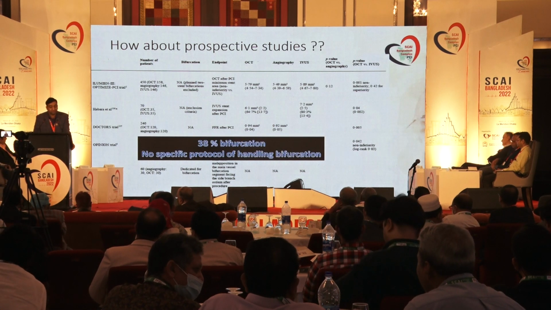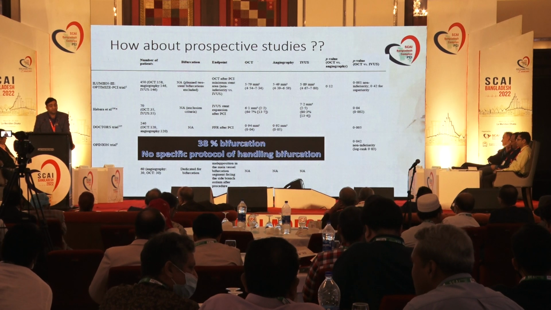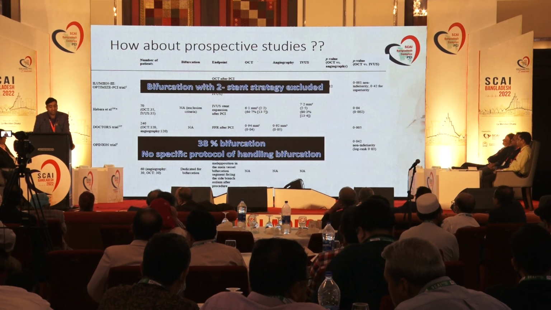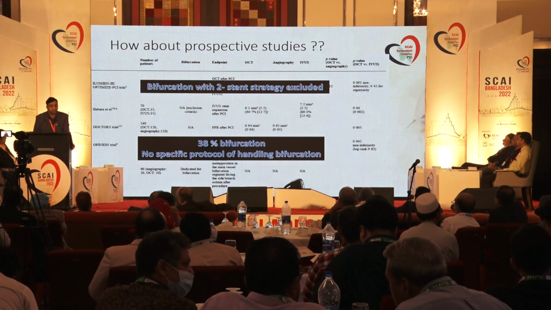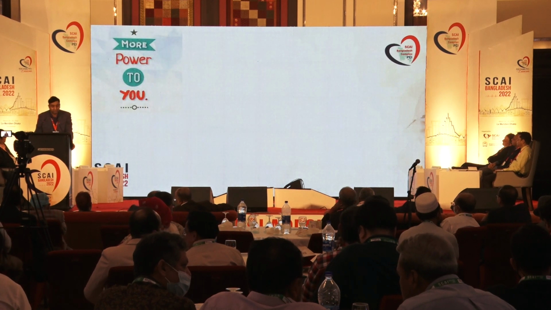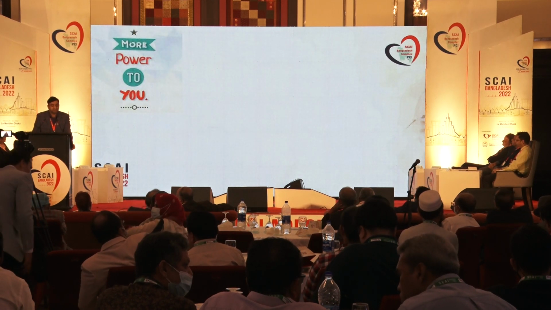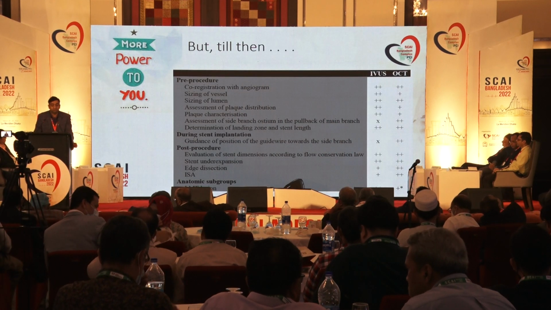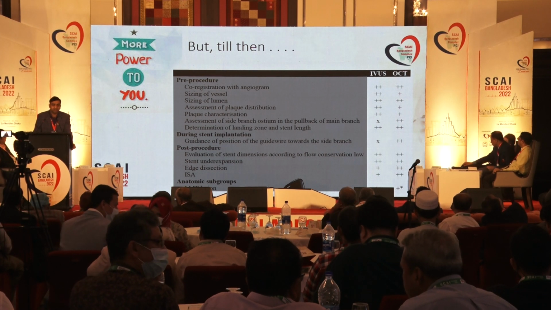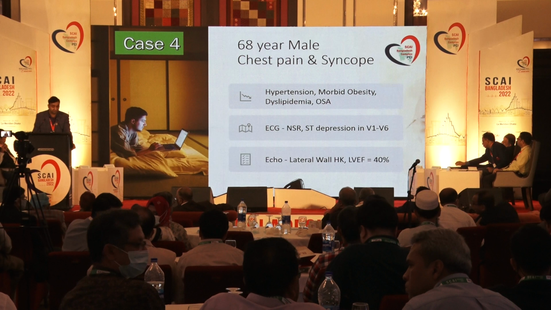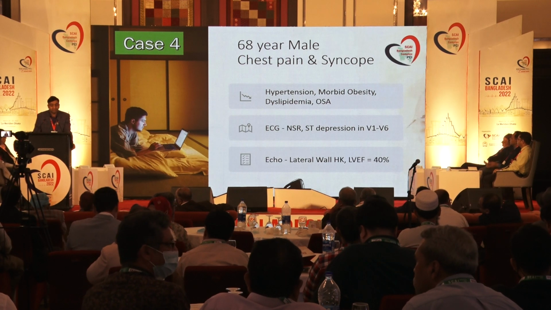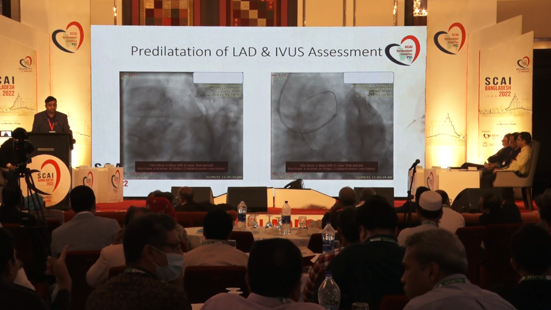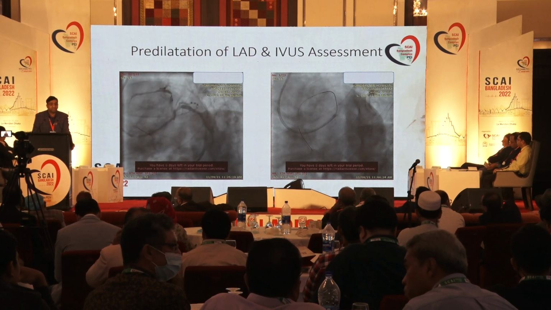And even with the prospective studies, like in the OPINION study, there were only 38% of patients with bifurcation with no specific protocol for handling bifurcation, and the ILUMIEN III had actually excluded the two-stent strategy of bifurcation. So until and unless the imaging studies have more power, till then we do have the conventional use of IVUS that is slightly better, especially with left main stenosis. So this is a 68-year-old male. I'll just rush through it because of the lack of time, but I will just try to exemplify it's not just imaging that helps in our decision.